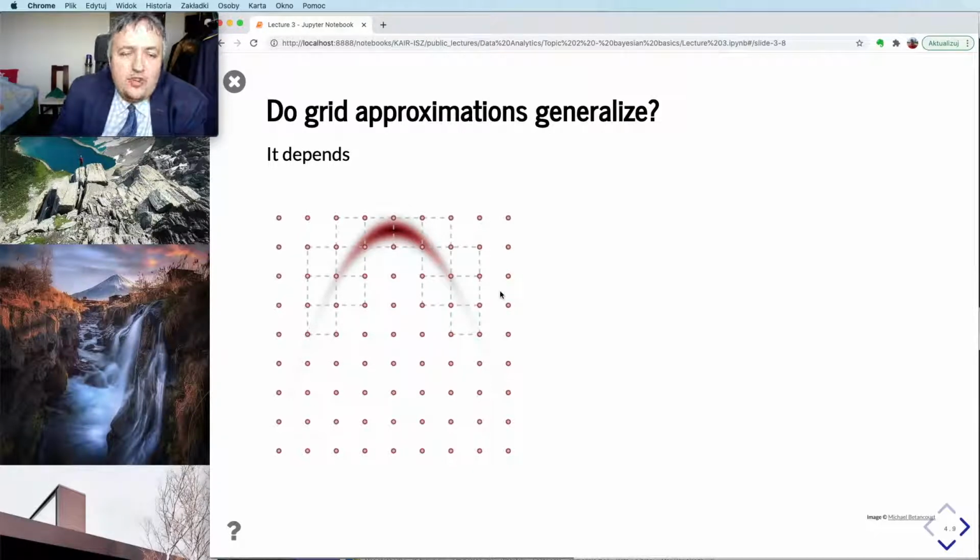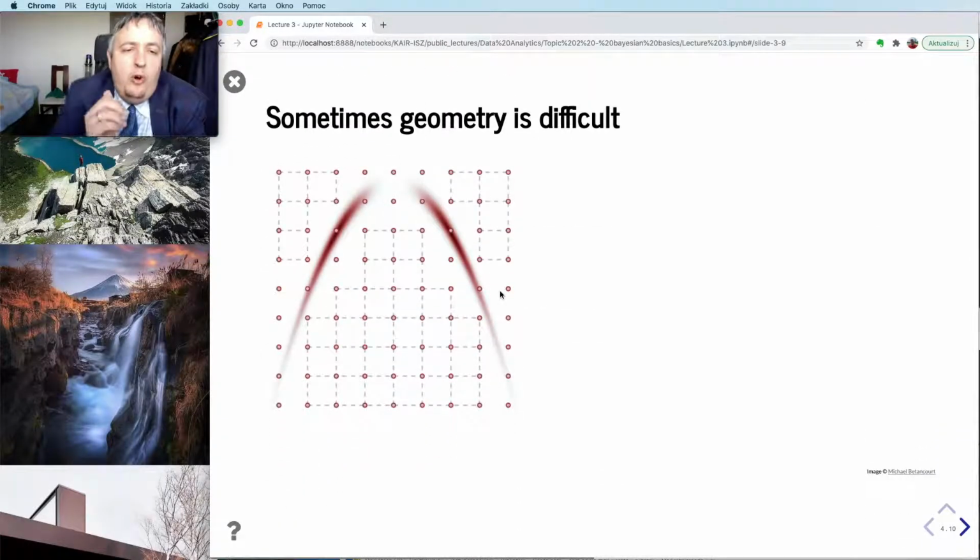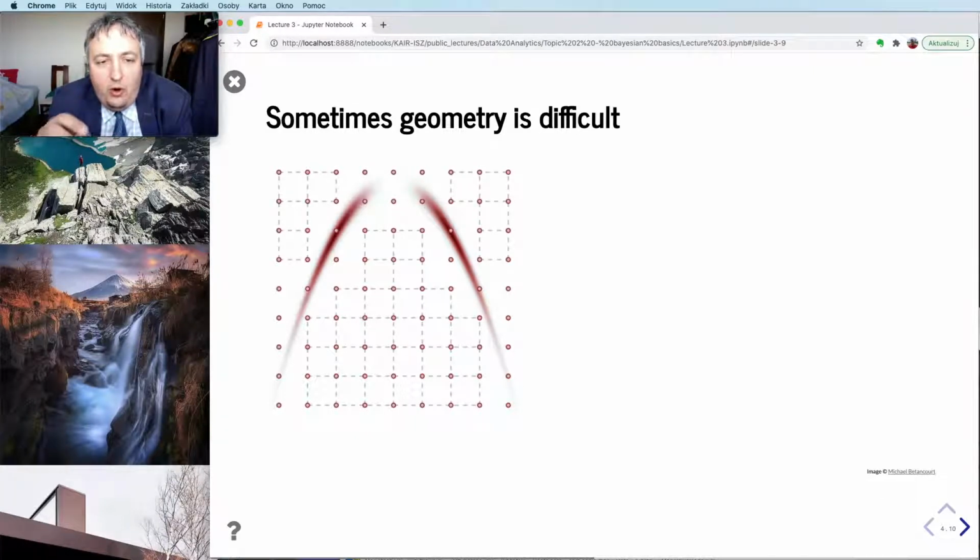But if geometry becomes a bit more complicated, it might happen that most of our values will just be outside of the grid, or very tangentially connected to the grid, and that would make it much more complicated to evaluate on the grid.